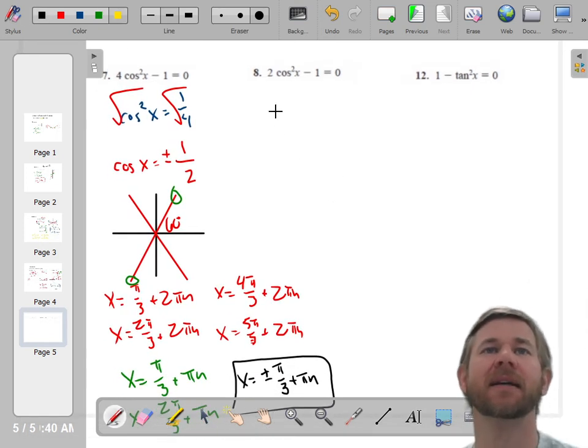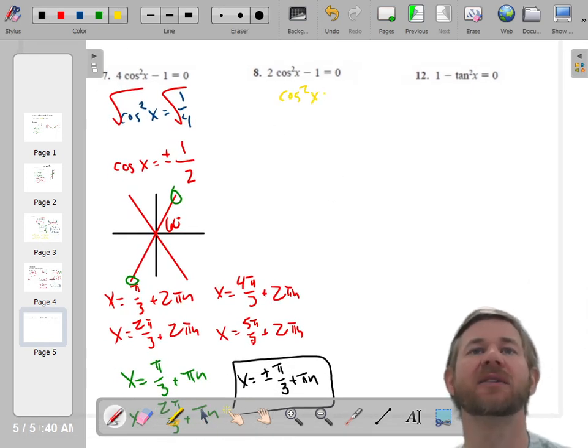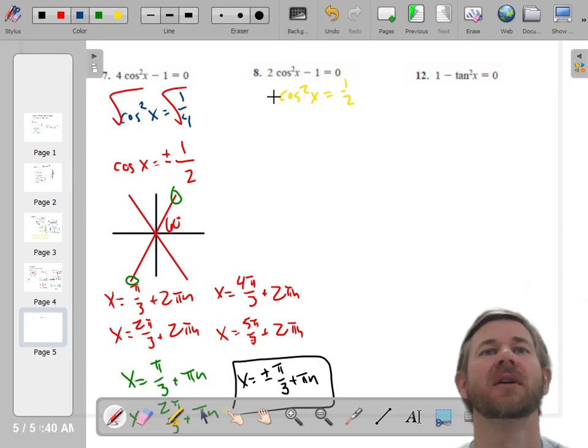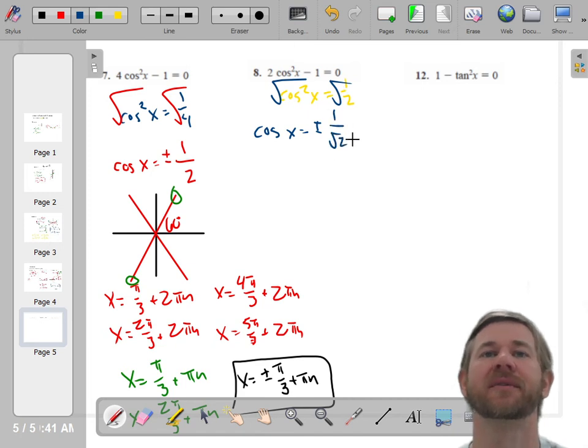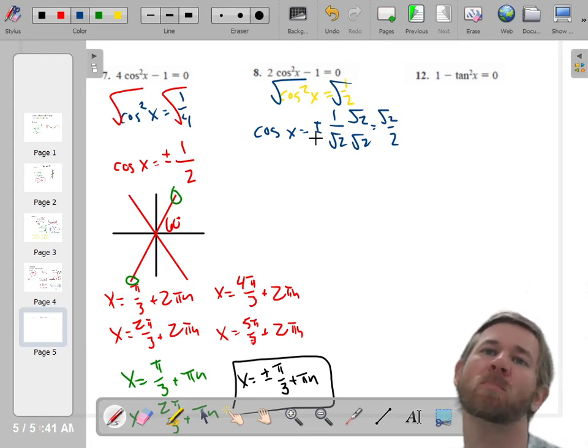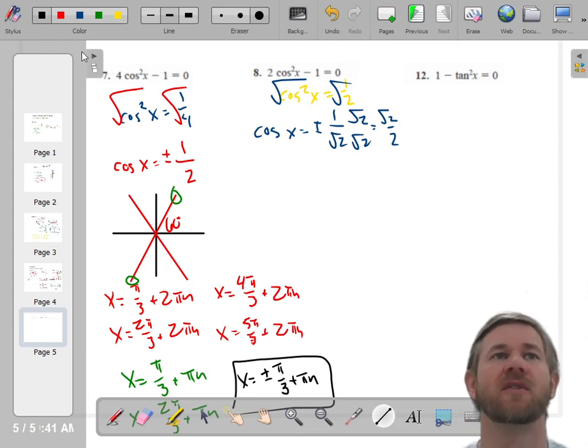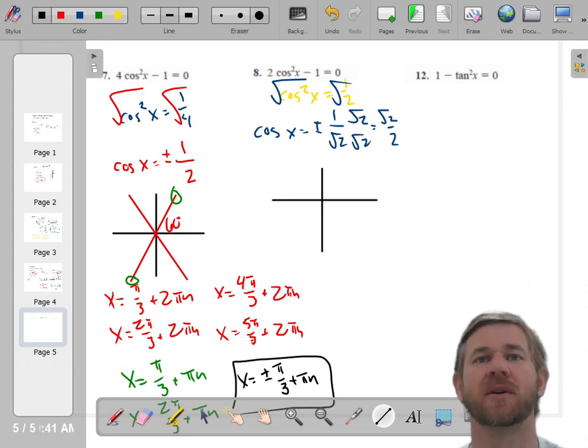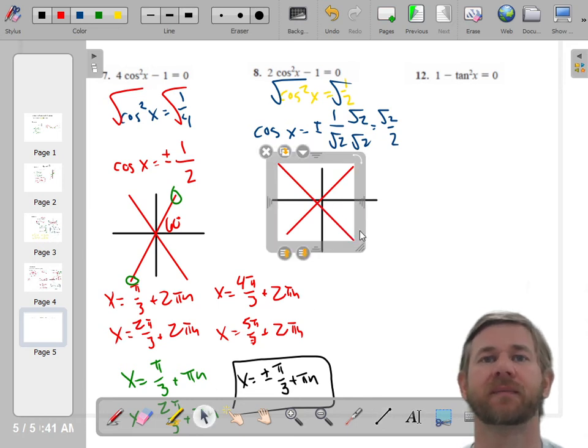Number 8, let's see. Cosine squared x, you would add 1 and divide by 2, square root both sides, and then that means cosine is plus or minus the square root of 1 is 1, radical 2, so we'll rationalize and get radical 2 over 2. So all of the plus or minus radical 2 over 2, so all the 45-degree reference angles in both quadrants. So that's 45 degrees, all of them in the middle.